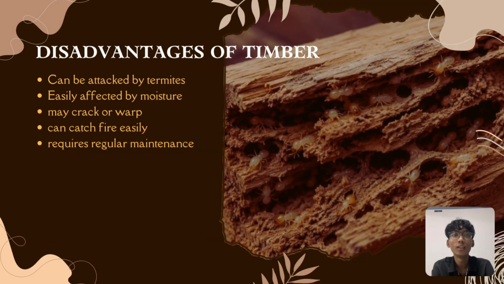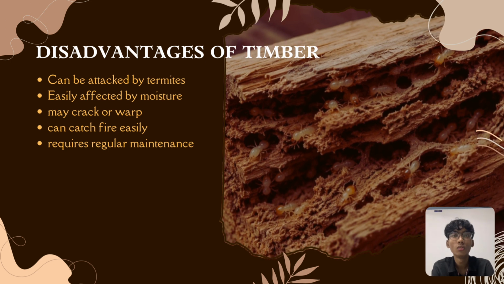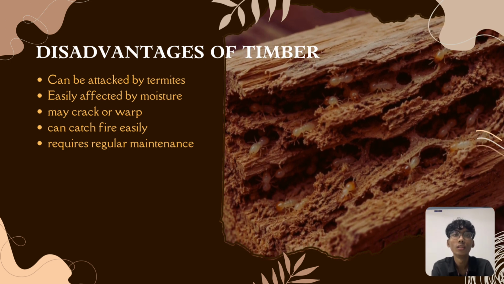Now, let's look at the disadvantages of timber. Although timber has many advantages, it also has some limitations. One of the main disadvantages is that timber can be attacked by termites and other insects if it is not treated properly. It is also affected by moisture, which may cause the timber to swell, shrink, crack, or rot over time. In addition, timber catches fire more easily than materials such as concrete and steel, making fire protection very important.